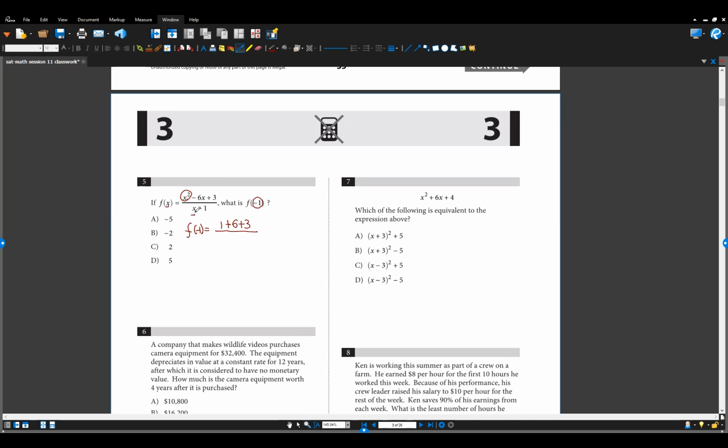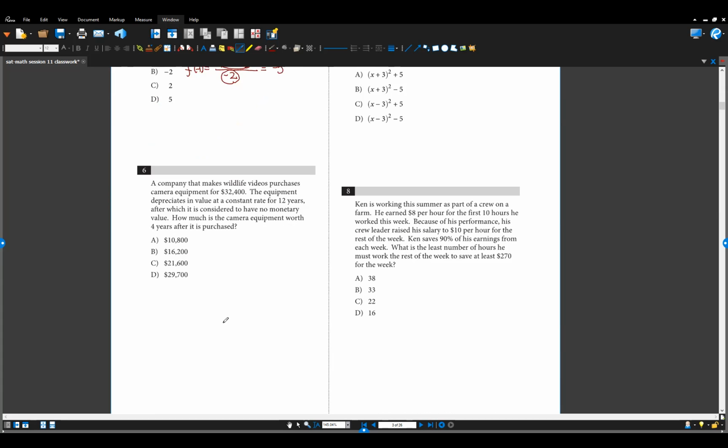Okay. -1 minus 1 is -2, isn't it? All right, that's it. So the numerator is now 10, the denominator is -2. 10 divided by 2 is -5. Okay, that's it. All right, number 6.